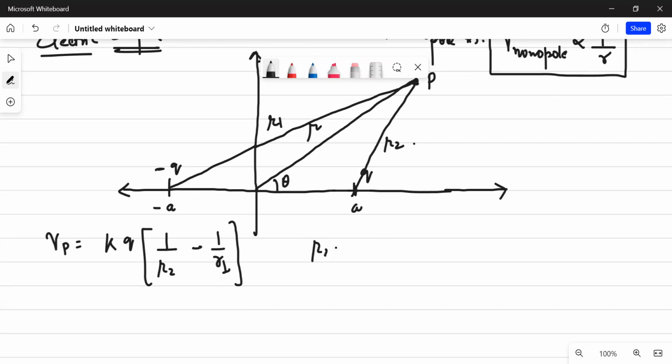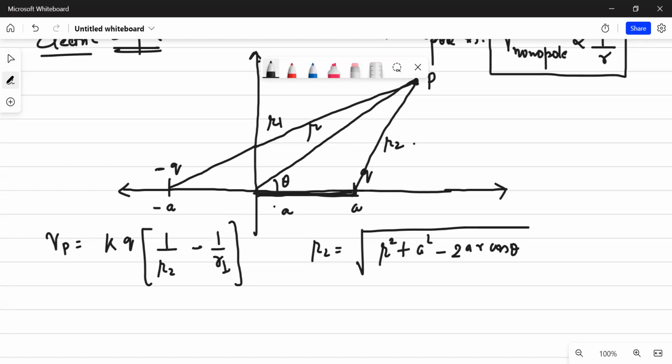What will be R2? R2 will be equal to root over R square plus A square, since this is A from here to here, and then minus 2AR cosine theta. And if you see in this triangle, this is your R1, and if this is theta, this angle would simply be pi minus theta.